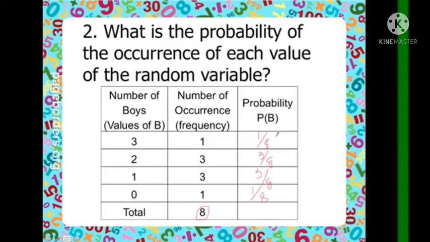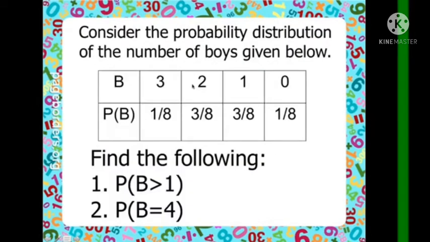To check kung tama yan, dapat equal sila sa 1. Okay? So, let's have 1 plus 3 plus 3, that's 7 plus 1, that's 8. Then 8 divided by 8 is 1. Tama? So, ibig sabihin tama yung probability natin. Okay. Now, let's proceed. So, ito na yung mga nakuha natin. So, for the boys, you have 3, 2, 1, 0 possible values. And for the probability that you will get 3 boys is 1 over 8, 2 boys is 3 over 8, 1 boy is 3 over 8, and no boys, puro girls, lahat ang makukuha mo is 1 over 8.